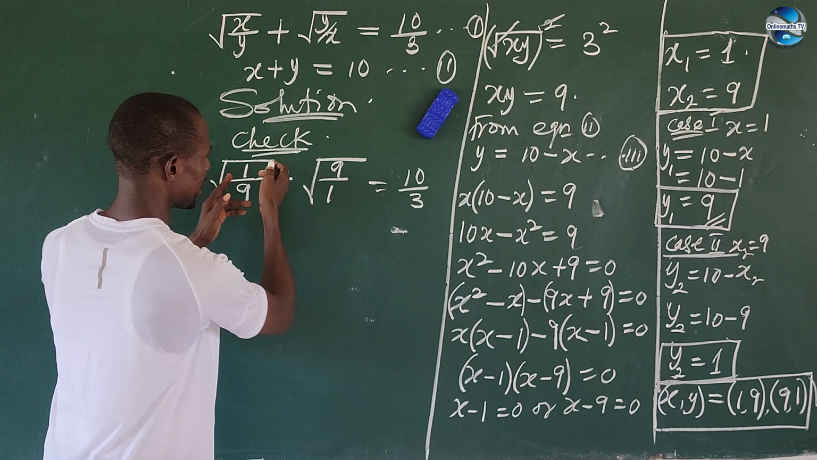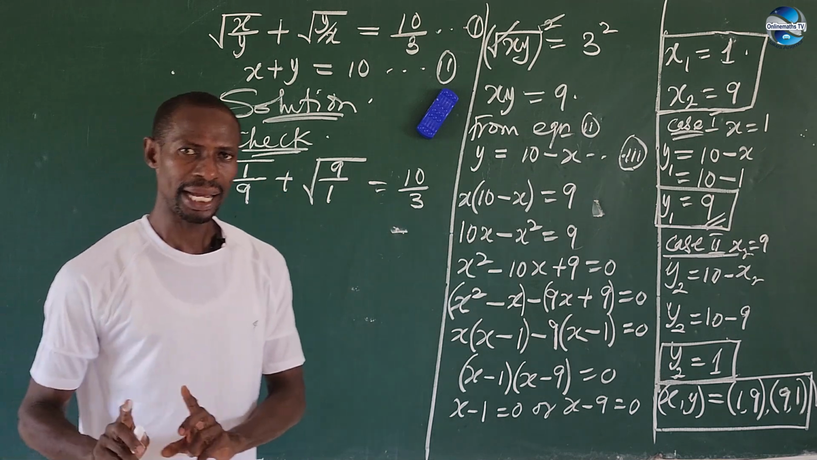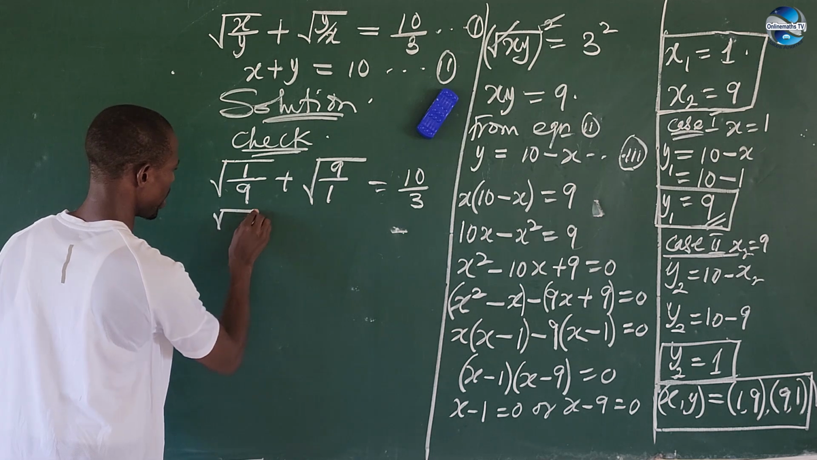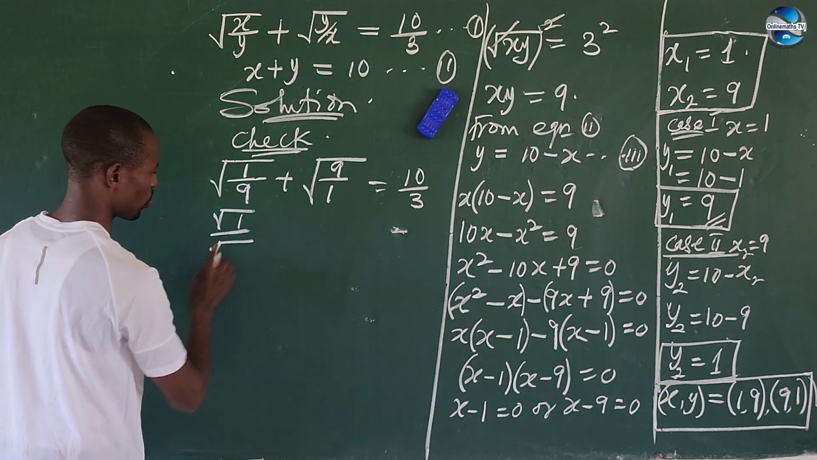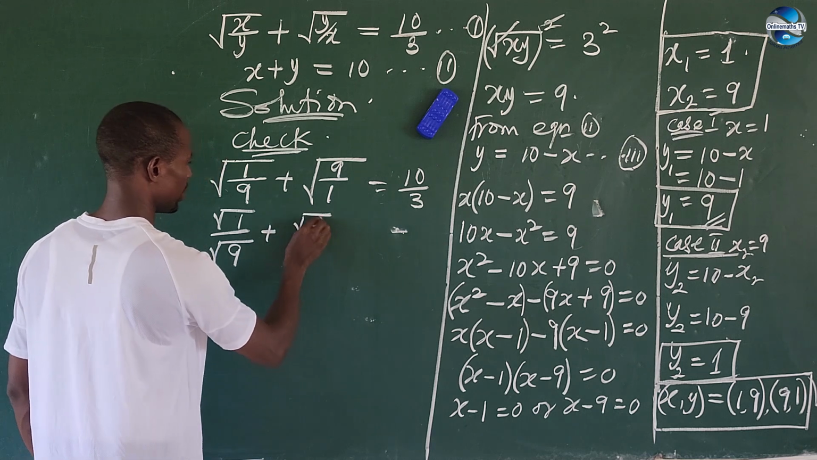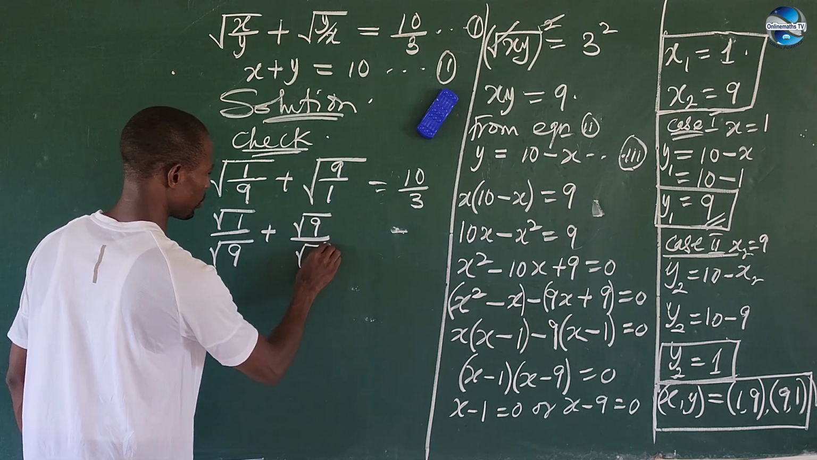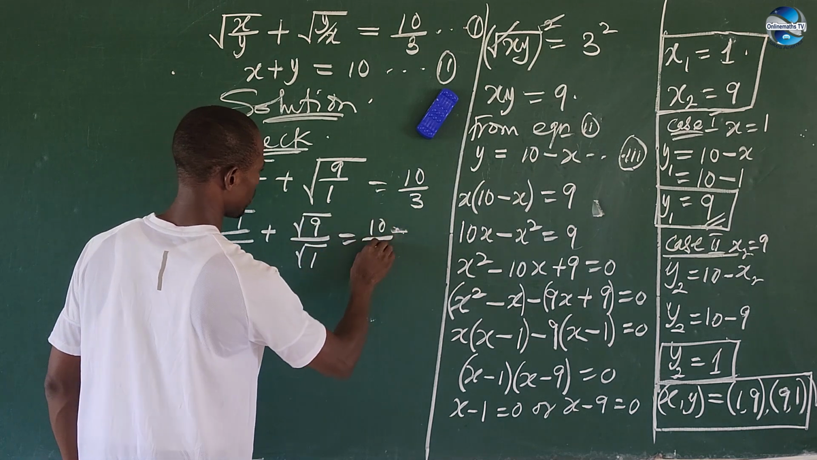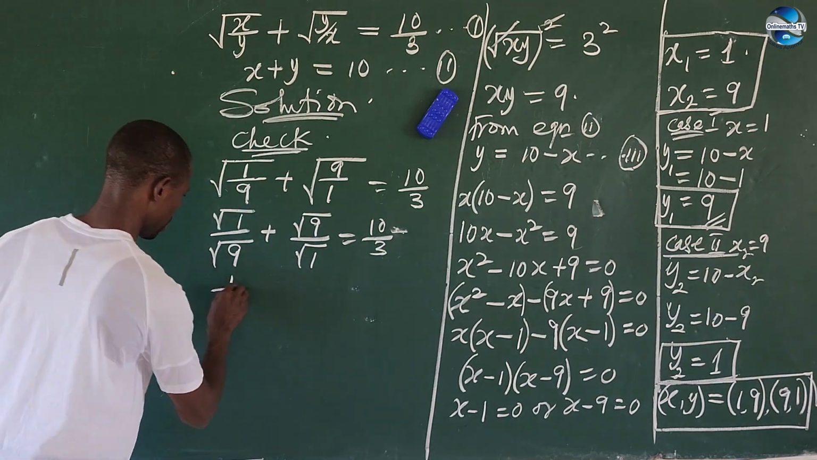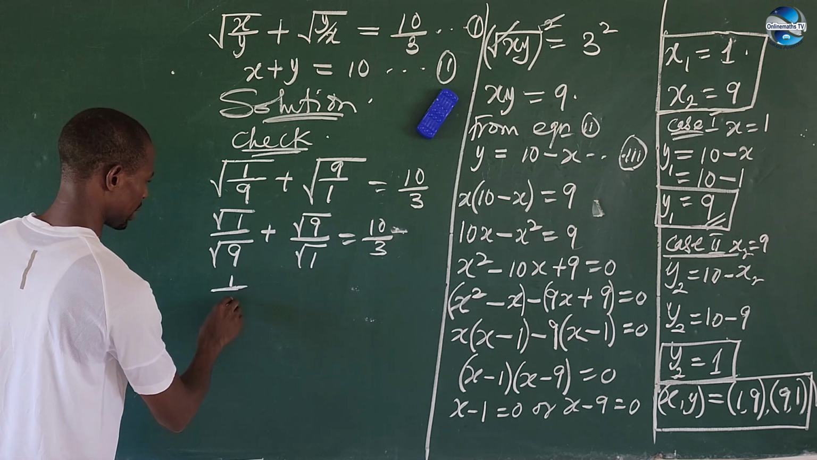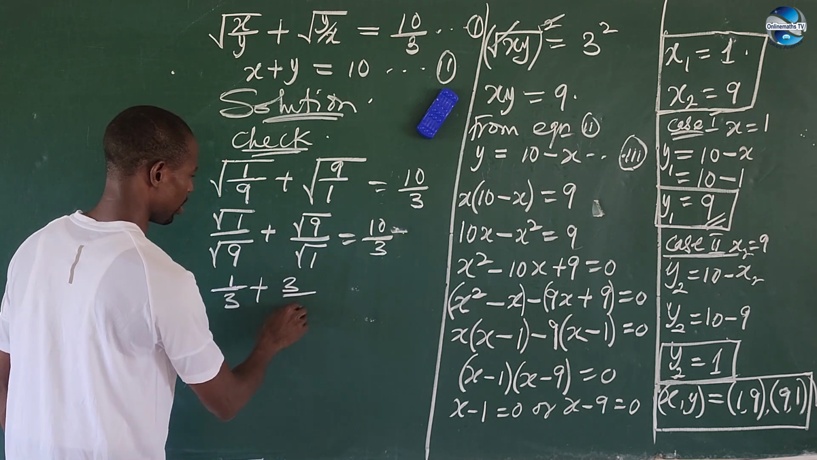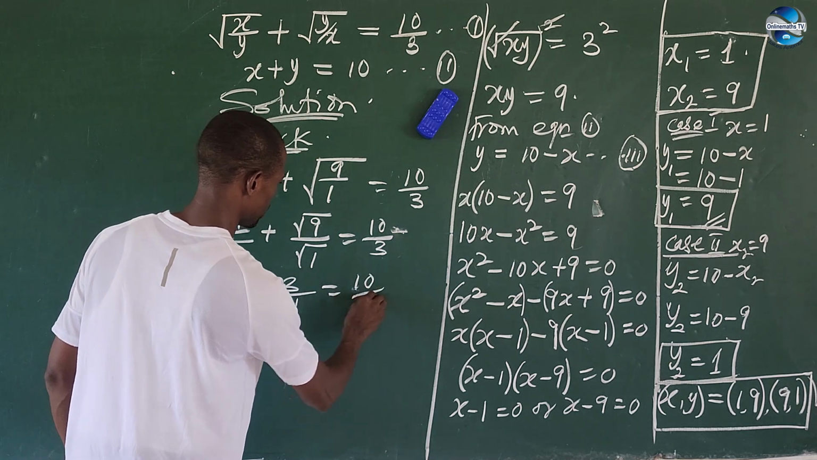Okay, again, like I said earlier, according to the law of surds, we can split this to give us here the square root of 1 all over the square root of 9, plus the square root of 9 all over the square root of 1. So we have here 10 all over 3. What is the square root of 1? We all know that is 1, all over the square root of 9, which will give us 3, plus the square root of 9 again, we have 3 all over 1, equal to 10 all over 3.